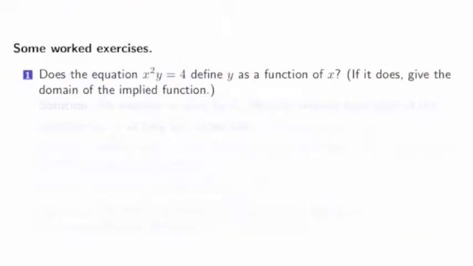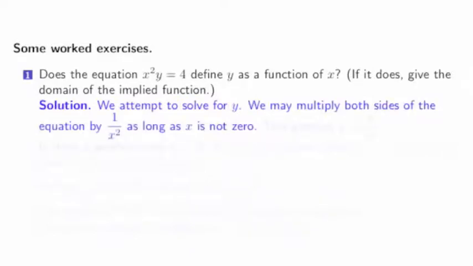Some worked exercises. Here's an equation, x squared y equals 4. Does that define y as a function of x? And if it does, let's write out the domain. We can attempt to solve for y. We can do that by multiplying both sides of the equation by 1 over x squared, as long as x is not 0, and this gives us that y equals 4 over x squared. This is indeed a function. We have solved for y in terms of the input x. Is there a problem with x being 0?